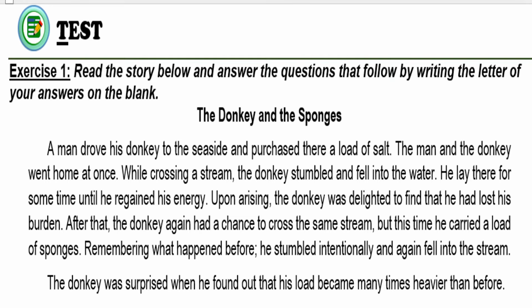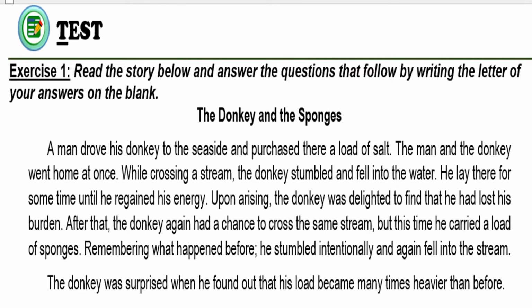The Donkey and the Sponges. A man drove his donkey to the seaside and purchased there a load of salt. The man and the donkey went home at once. While crossing a stream, the donkey stumbled and fell into the water. He lay there for some time until he regained his energy. Upon arising, the donkey was delighted to find that he had lost his burden.